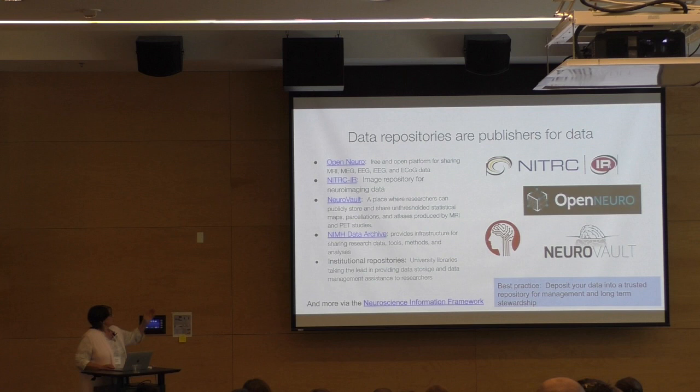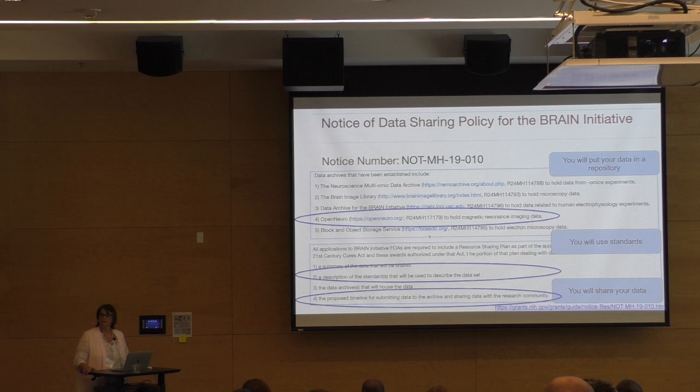And there are a lot of them for neuroimaging. OpenNeuro, Russ already mentioned, is getting a lot of traction, but also NITRC, NeuroVault, the NIMH Data Archive. Institutional repositories: if you haven't looked at your own campus to see what the libraries have for you, you should, because often they will host data as you're producing it and they'll give you help with data management. Very important, okay?